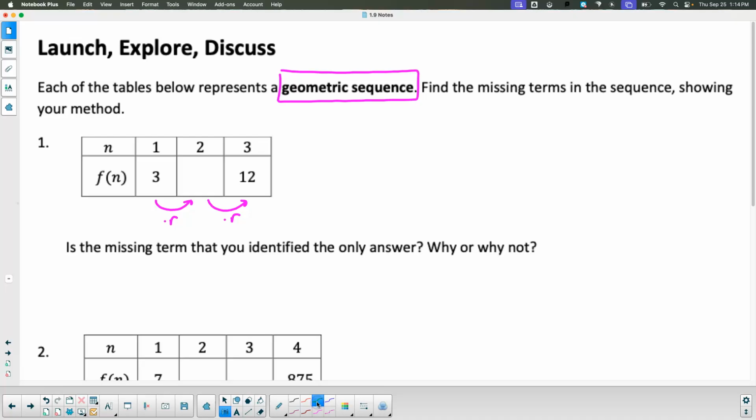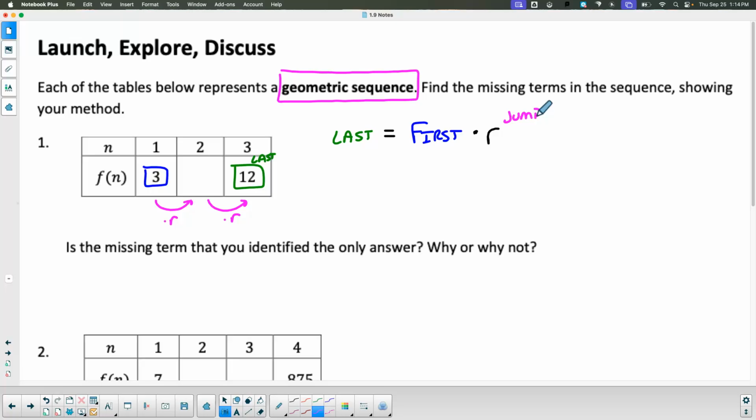So here now, we're going to take our last term, and that's going to equal our starting term times our R value to the jump power.